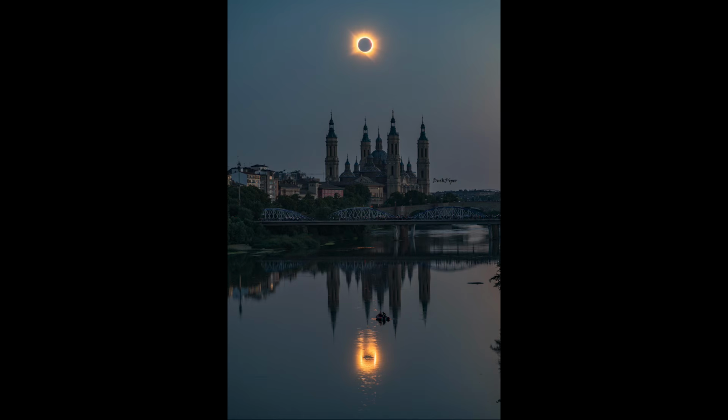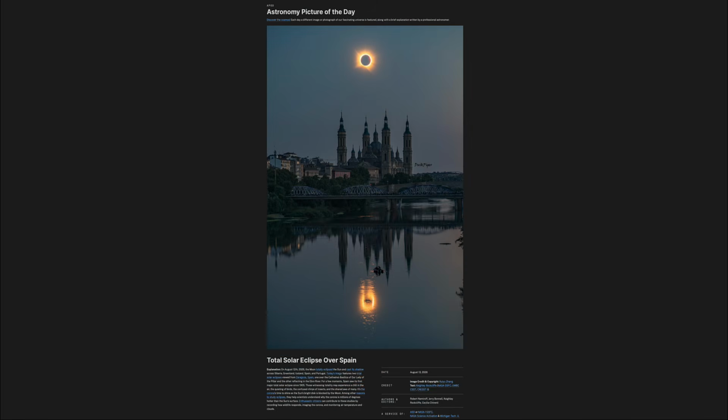Not that eclipses themselves don't occur somewhere in the world every year. But here we get to see the image of it and of the reflection down in the water below, taken yesterday of the total solar eclipse of August the 12th. So that was our picture of the day, titled Total Solar Eclipse over Spain.